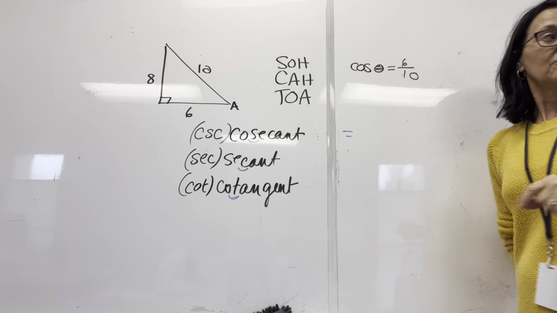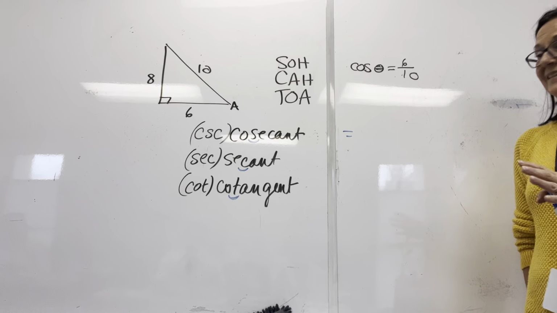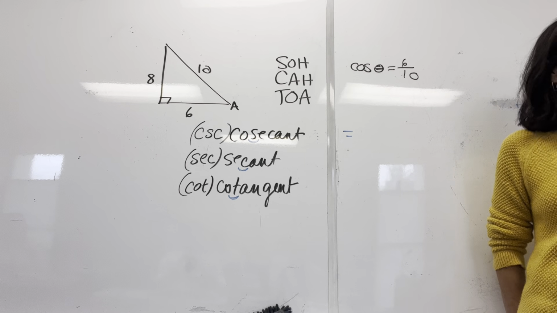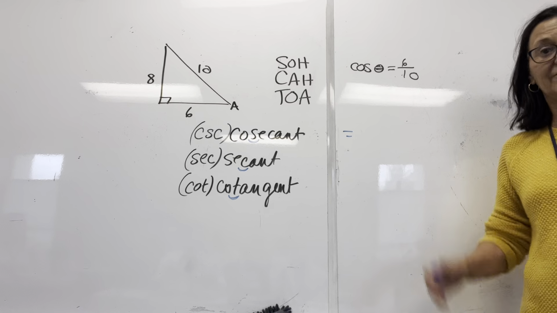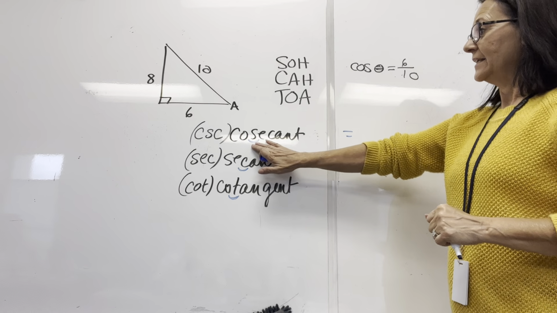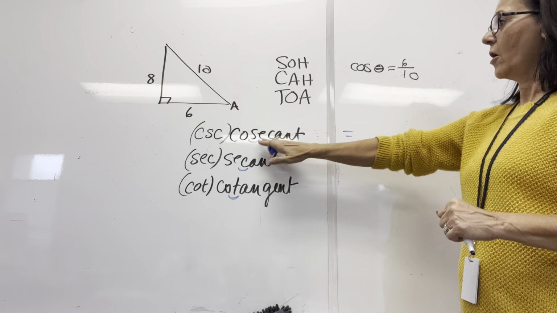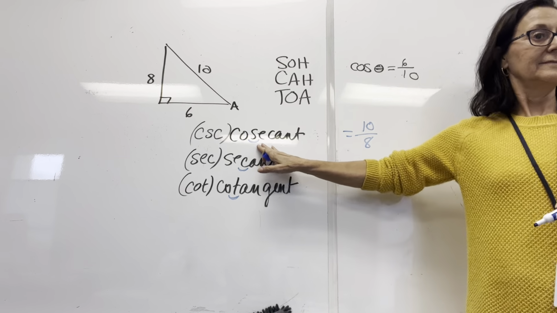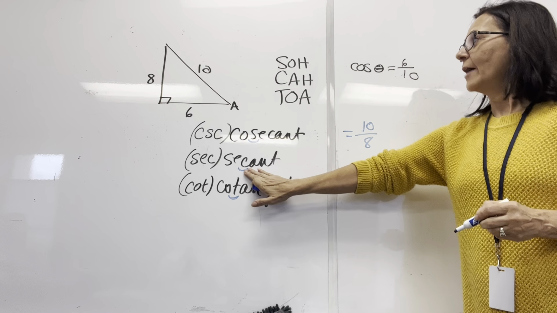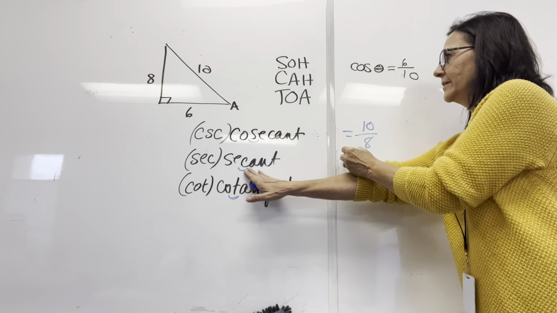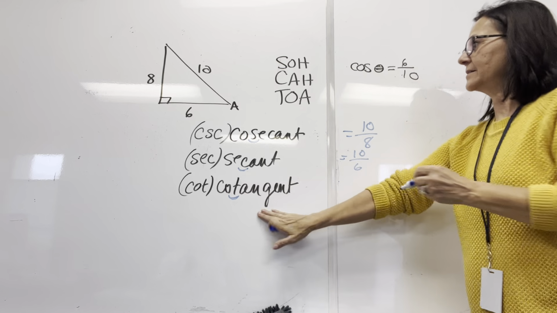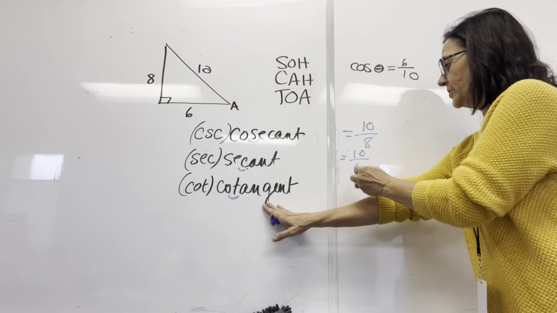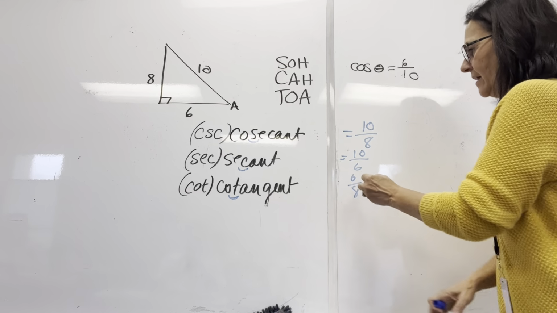Got it? So say yes. Yes. The third letter tells you what it's the inverse of. All right, so it's hypotenuse over opposite. It's 10 over 8. Okay, and then the next one would just be hypotenuse over adjacent, 10 over 6. And then adjacent over opposite, which is 6 over 8. Got it?